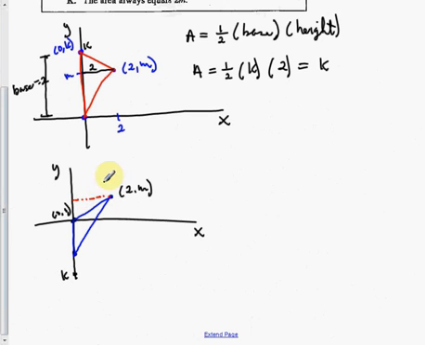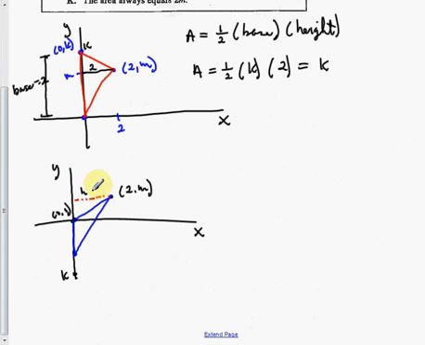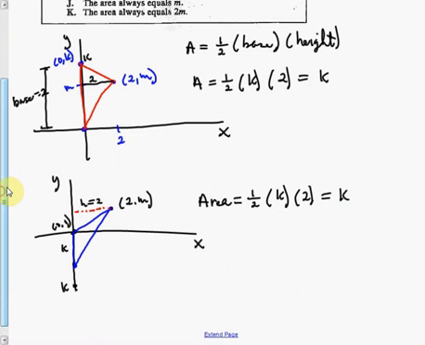That's still the height. So the height, ooh, red doesn't look good. Okay, so here, the height is still 2. The base is still K. So this area is 1/2 times the base, K, times the height, 2. Still get K, right? So depending on the value of K, if K is small, the area is small. If K is big, then the area is big.